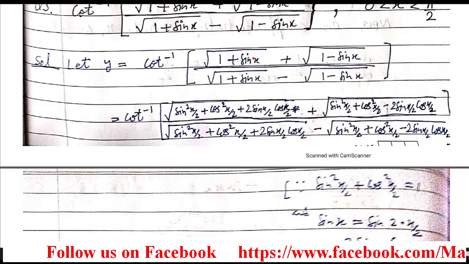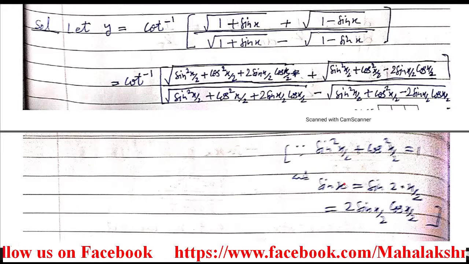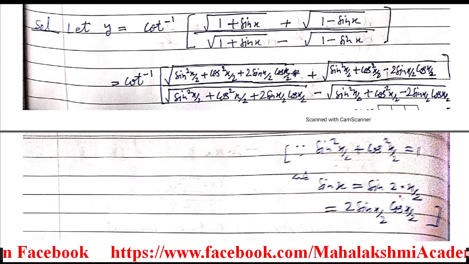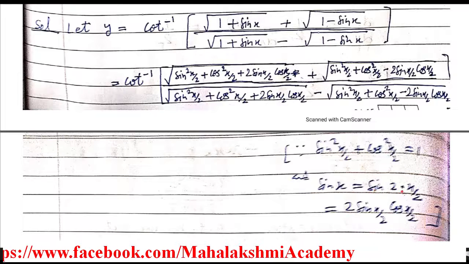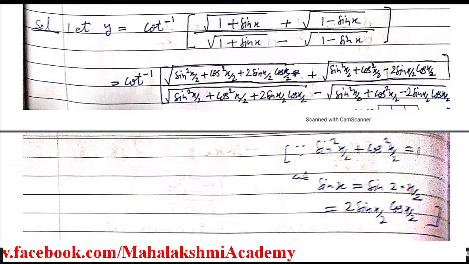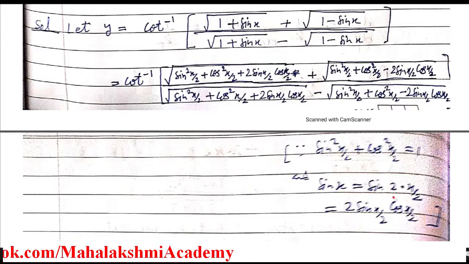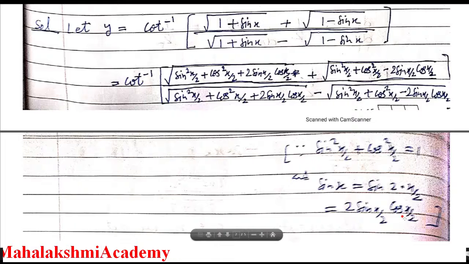Because here we have sin x, and sin x, students, we can write as sin of 2 multiplied by x upon 2, so that it will convert into the form of sin 2 theta. And what is the formula of sin 2 theta? 2 sin theta cos theta.